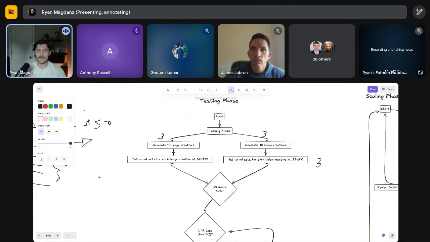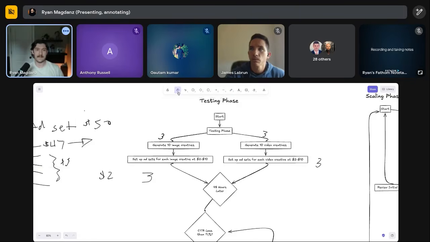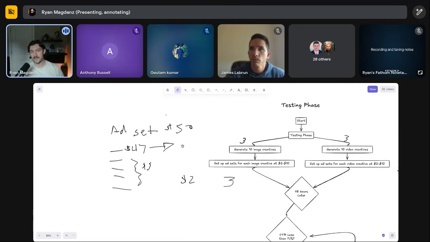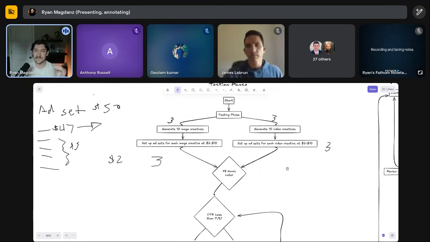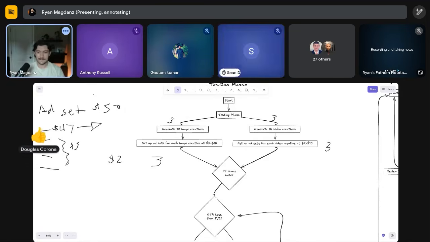For example, if we have 3 images and 3 videos and we set them at $2 each in each ad set, each of our 3 videos and 3 images will get $2 of spend per day. But if we threw them all into one ad set, one of those videos might get all the spend and the other ones won't get any. So the purpose of this is to give us a very scientific test of every single image and video, every single creative. Does that make sense? Just give me a thumbs up if it makes sense, or a thumbs down.